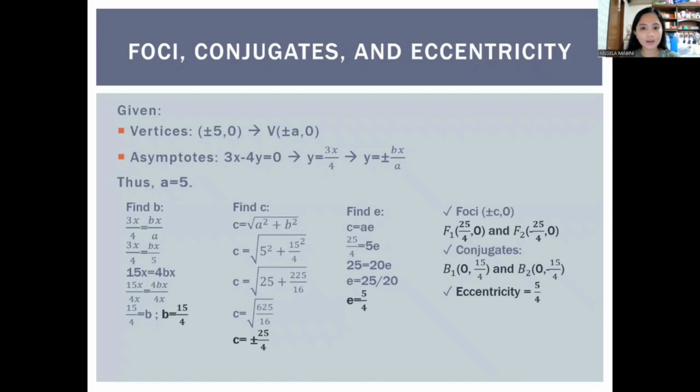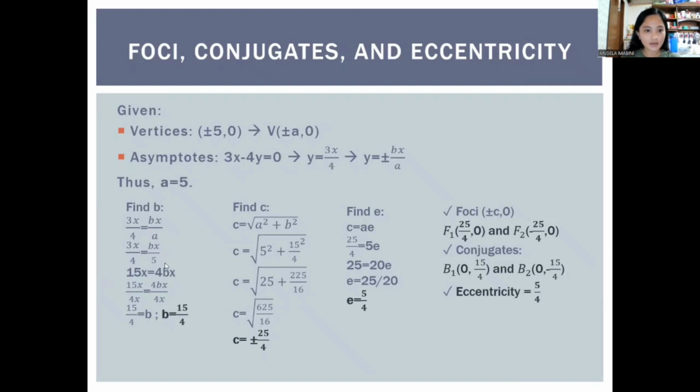In order to find yung iba pang parts, which is yung mga foci, and then yung conjugates, and yung iba pa, kailangan nating hanapin yung value ni B and yung value ni C. And para mahanap yung value ni B, we will use itong representation ni asymptote, which is equals to bx over a. And given din naman yung asymptotes dun sa number 3, which is 3x all over 4. So, equate natin siya. 3x over 4 is equals to bx over a.